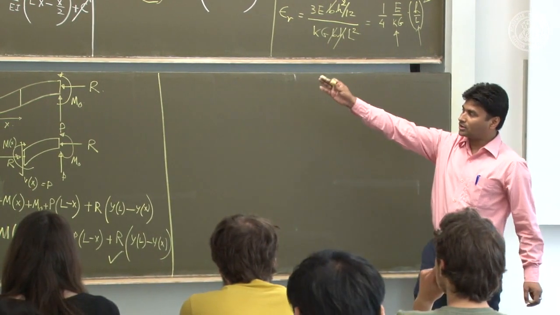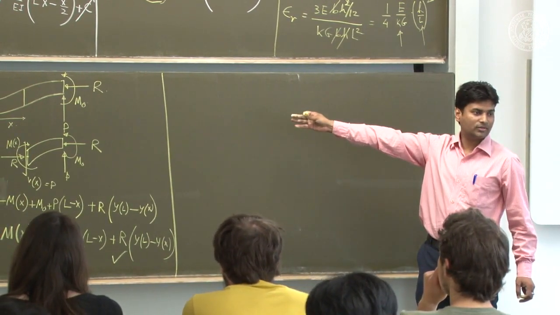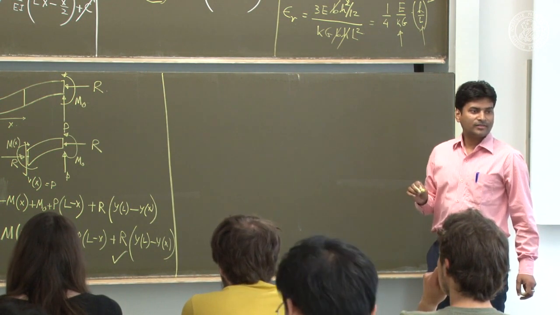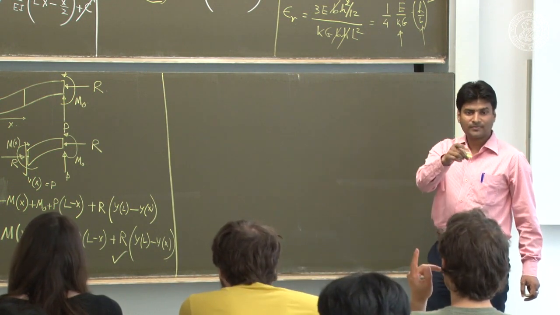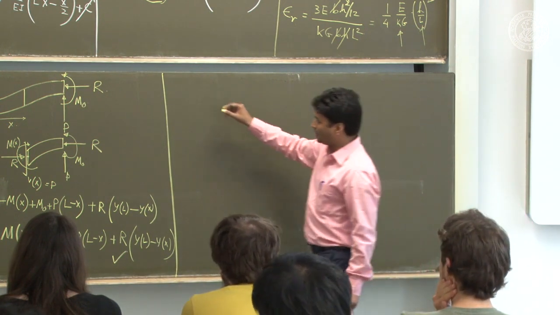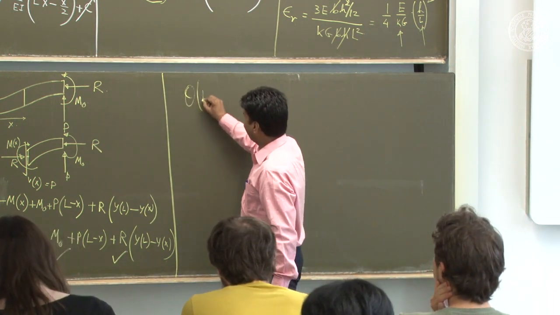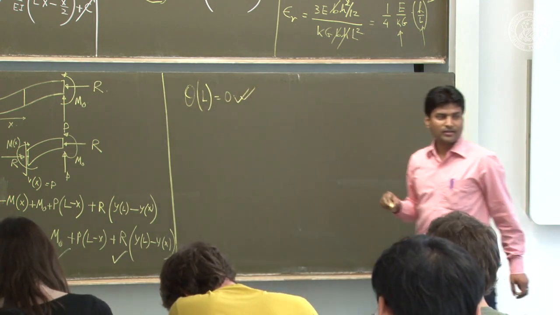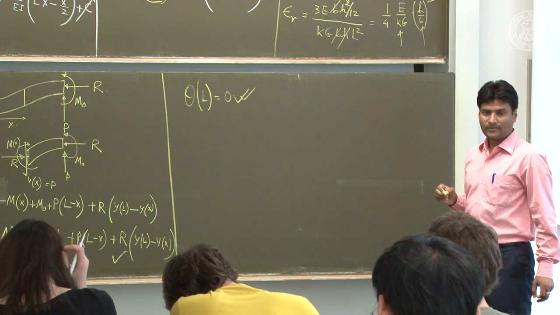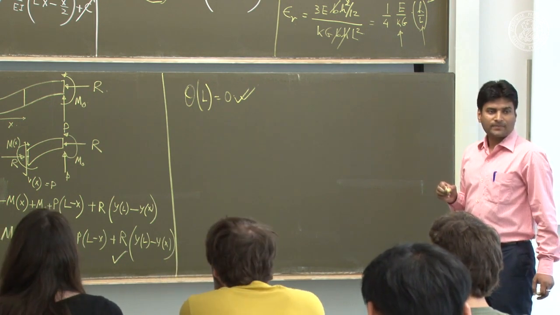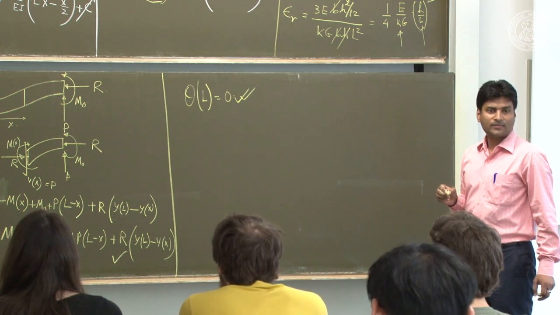Of course, we have exhausted the clamped end, we have to look for the other end. Theta at the end of the beam is also zero. Right, theta of L is equal to zero, okay? Very good. Anything else?